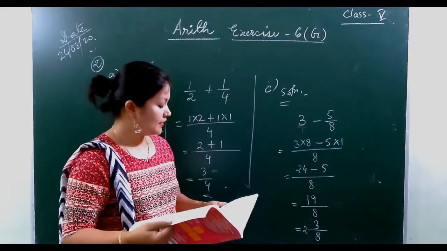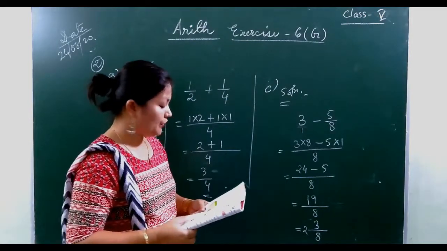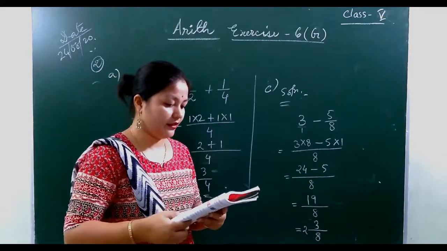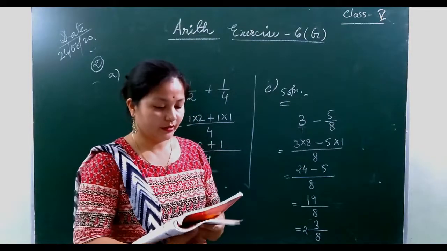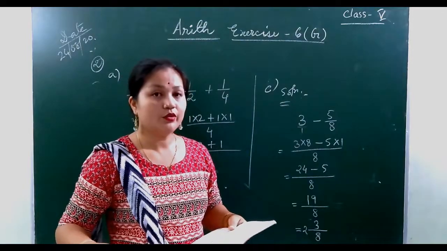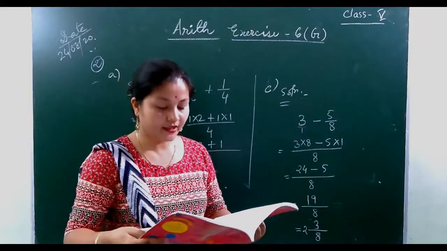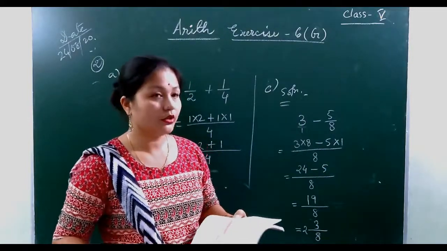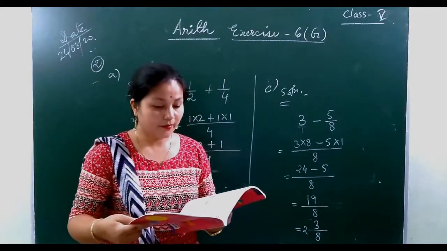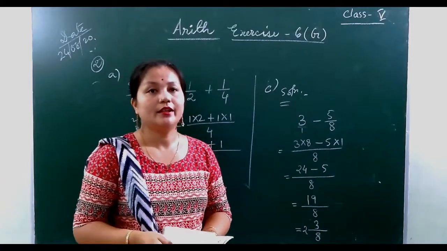So the answer is 2 3 by 8 liters of milk used during the day. Okay, so this is the answer, or you can write it like that: 2 3 by 8 liters of milk used during the day. So remaining B, D and E you try to do yourself. So exercise 6F and 6G, whatever I told you to do, you finish it. And next class we will be doing multiplication of fractions.